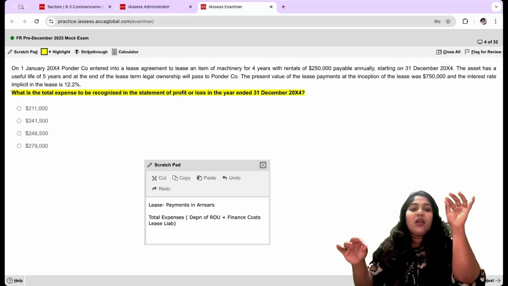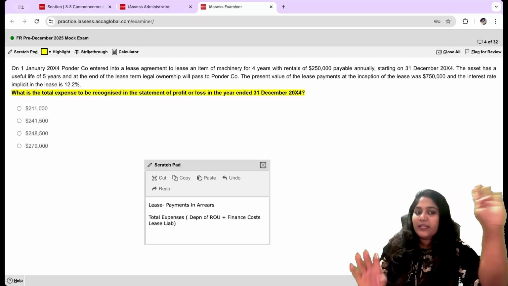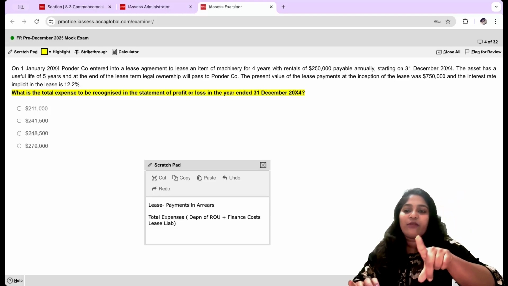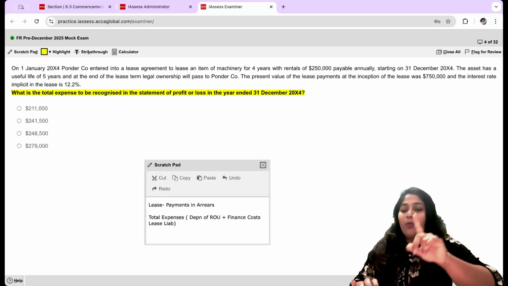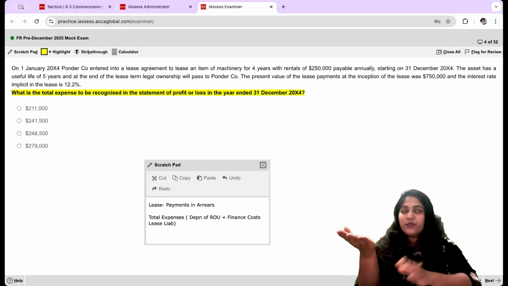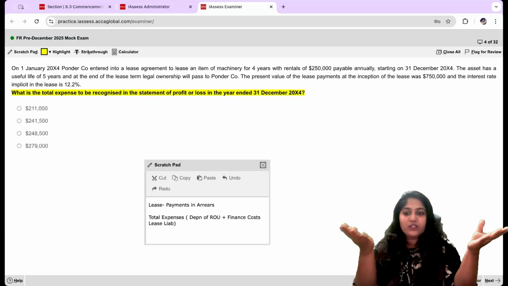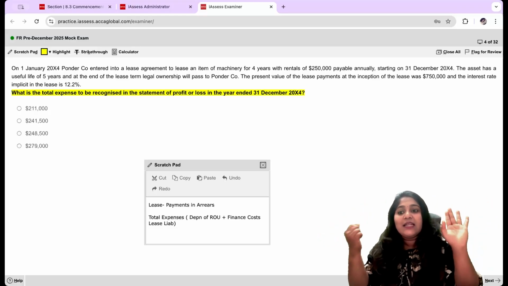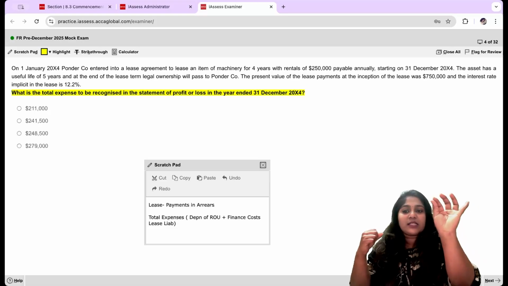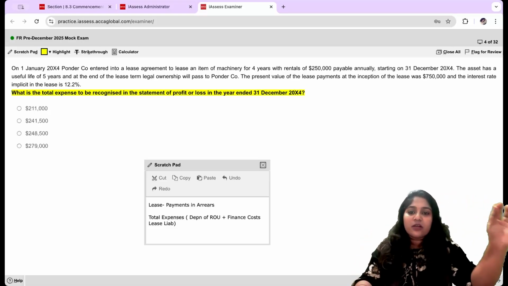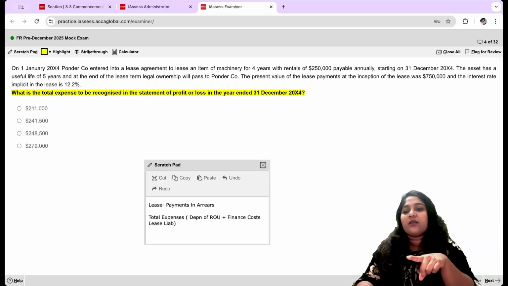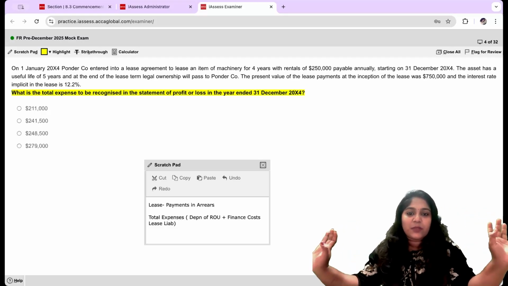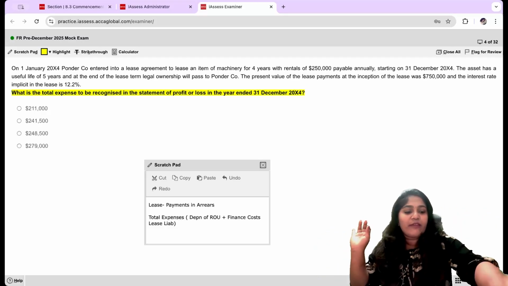If you see, it's going to be 4 years of rentals, but if you read further, the asset has a useful life of 5 years. Now, as the lease term is 4 years but the asset has a useful life of 5 years, do I have to take 4 or 5 for the calculation of depreciation? I'll take 5, because the next line says at the end of the lease term, legal ownership will pass to Ponder Company. That means if there is a transfer of ownership, I will charge depreciation over the total useful life of the asset.